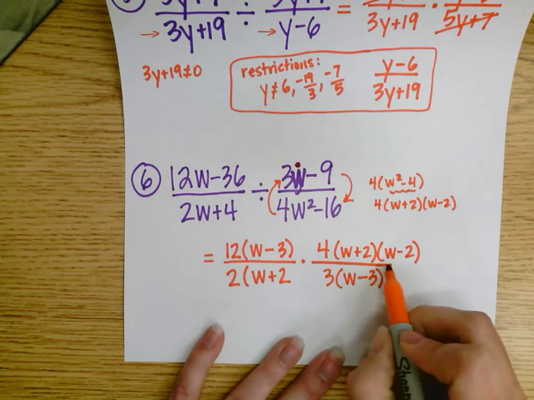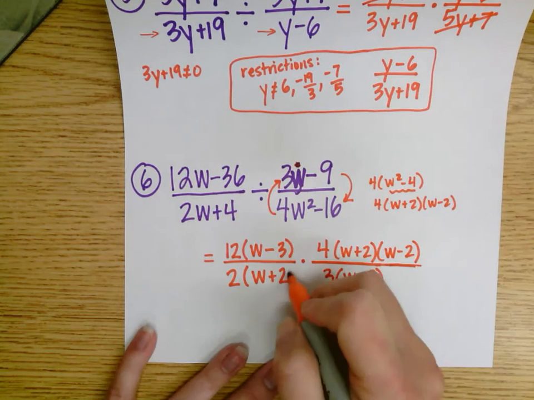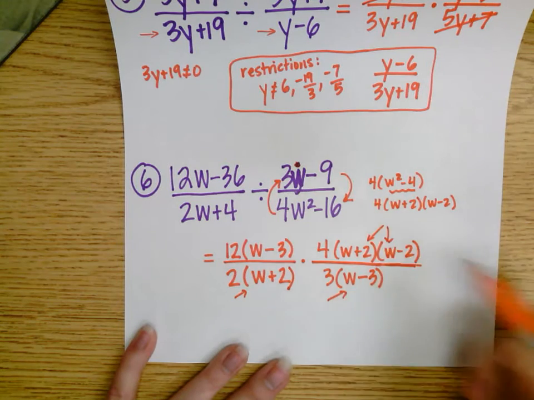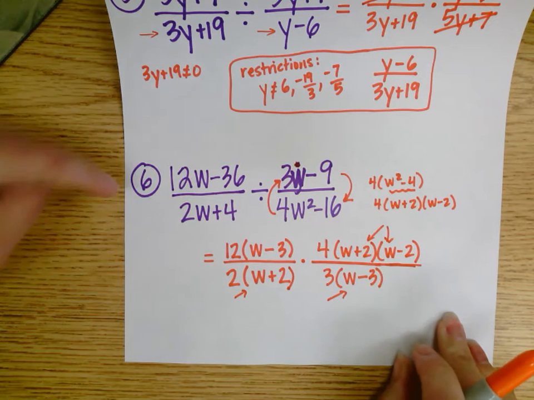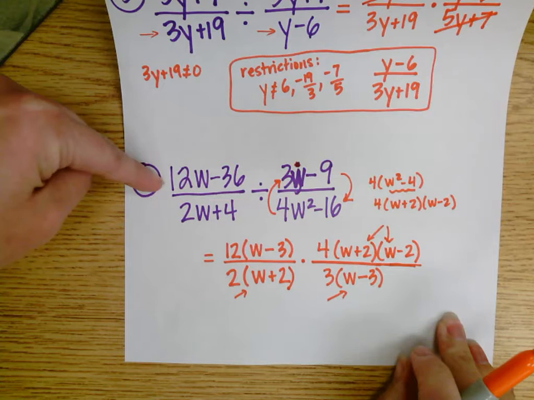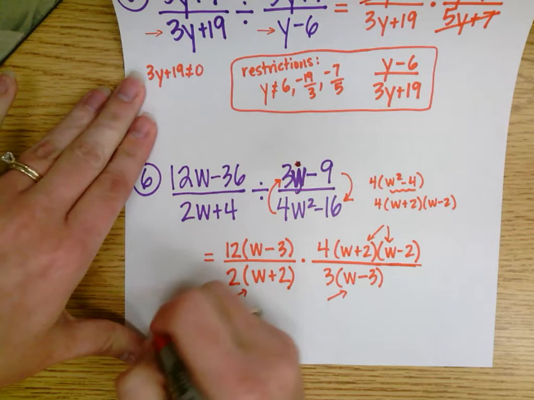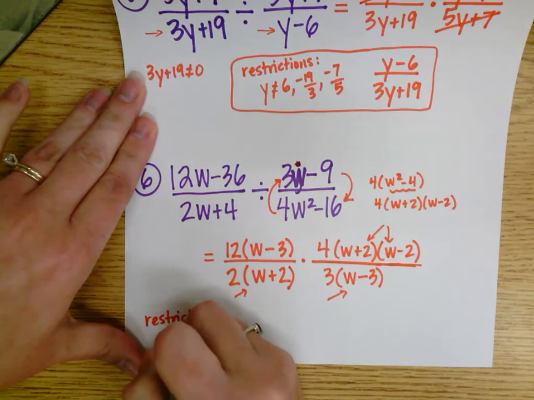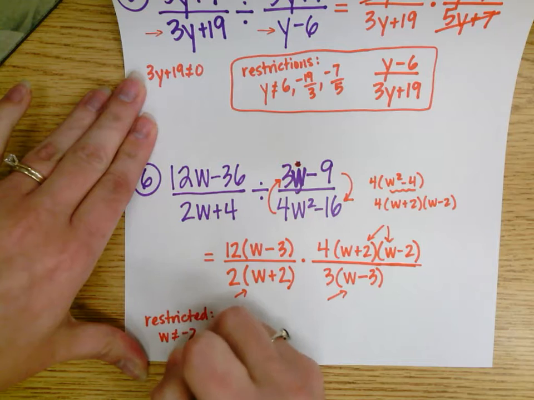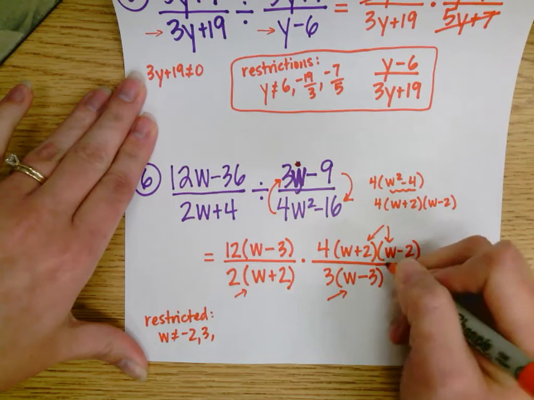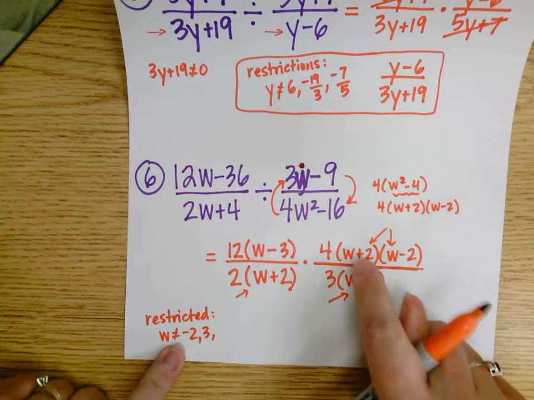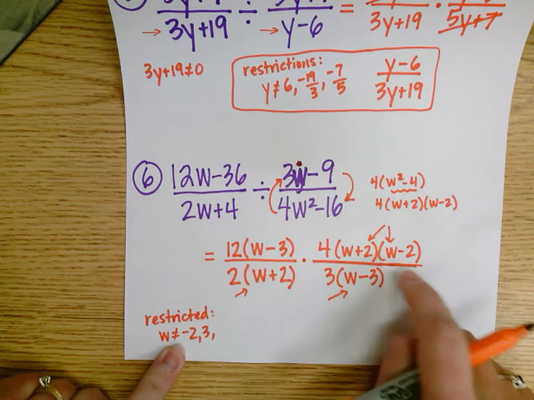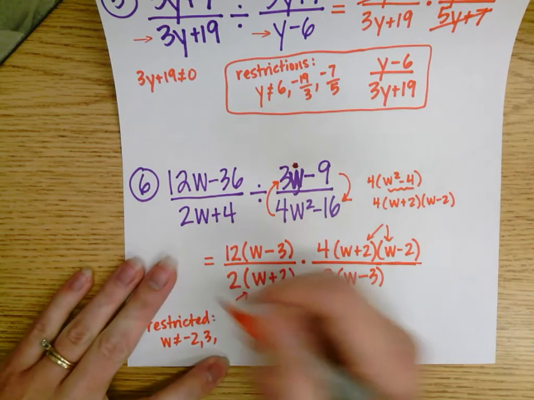Alright, so I have to look in 3 places for restrictions. I have to look here, I have to look here, and I also have to look here. So I'm going to end up with 4 restrictions. Pretty much the only thing you don't look at for restrictions is the original numerator. So restricted values: w is not allowed to be -2. It's not allowed to be 3. Now, I already have a -2 for this one, so I don't have to state it again. So actually I only have 3 because I have a repeat. w is not allowed to be +2.